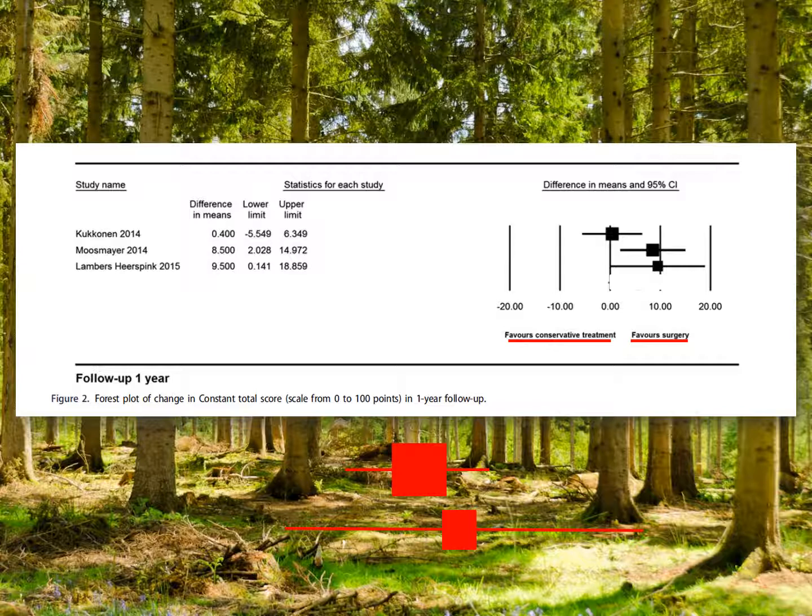If you look at the middle one, this study is free of the line of no difference. So it does not include the 0, meaning it is statistically significant. And the third study is just beyond the 0. It is statistically significant, but it's got a very wide confidence interval. So this is how these studies are plotted.